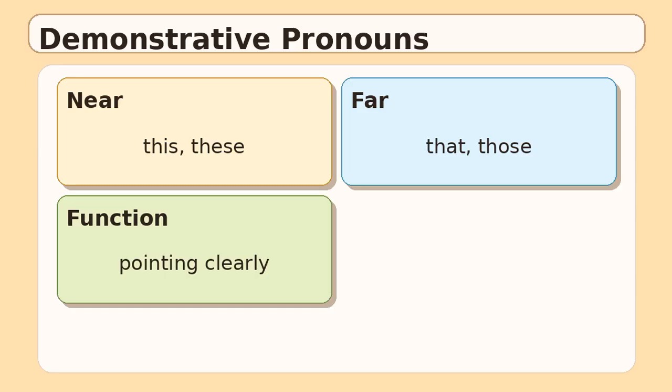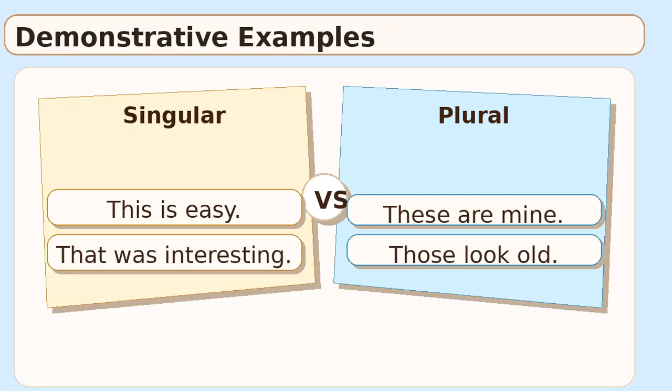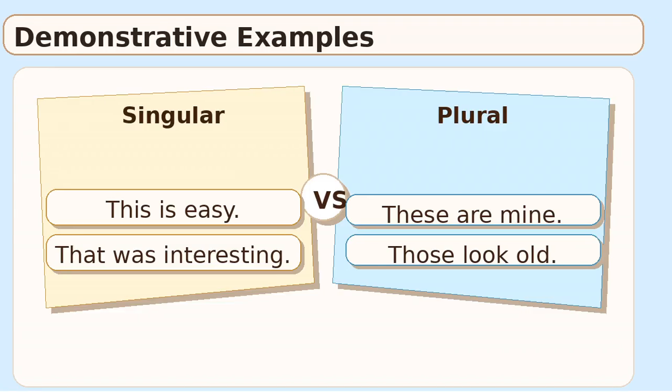Demonstrative pronouns point to specific things. They help us indicate what is near, far, singular, or plural. Notice how these pronouns point directly. The form changes depending on number and distance.